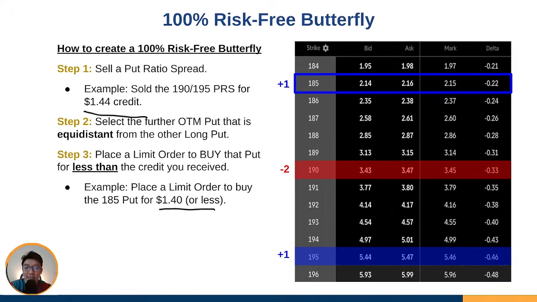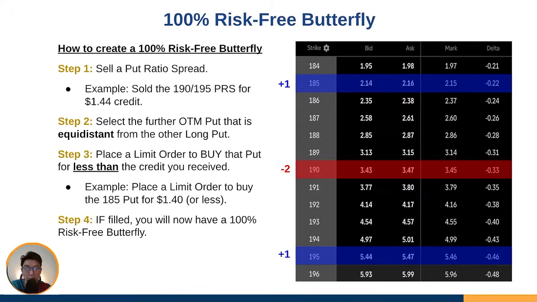All right, so basically the point here is do not pay more than the credit that you receive down here. If you want it to be 100% risk-free, just make sure that whatever you're buying that long put for, it's less than the credit that you receive for the put ratio spread. Now, the final step, number 4, basically you've already done all the work.